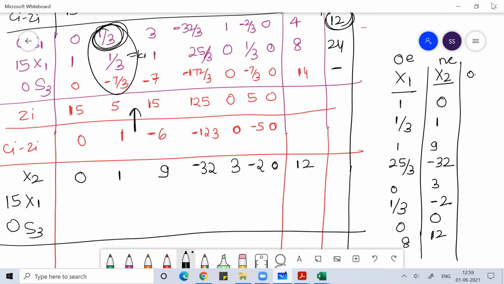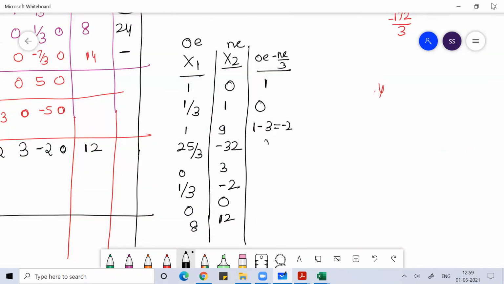So old element minus new element by 3. So this is 1 and this is 0. This is 1 minus 9 by 3, 9 by 3 is 3, no? 1 minus 3, that is minus 2. And then 25 by 3 minus minus plus 32 by 3. This is 57 by 3, equal to 19. Then 0 minus, no, 3 by 3, 1 minus 1.